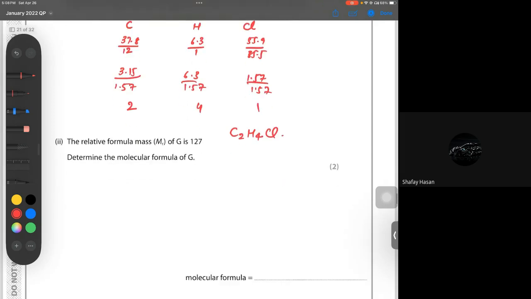Then they are saying the molecular mass is 127. Determine the molecular formula. You know what I would be doing? 127 divided by the Mr of this compound, that is 63.5. Can you tell me what's the answer? Hopefully this would be 2. So I am supposed to multiply the empirical formula by 2. I would be getting C4H8Cl2. That's the molecular formula.